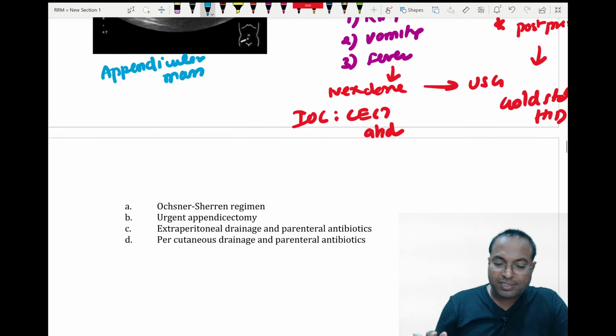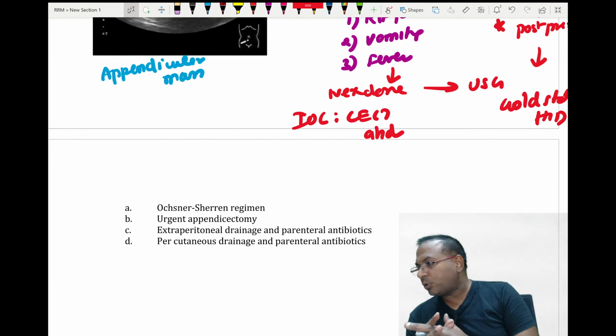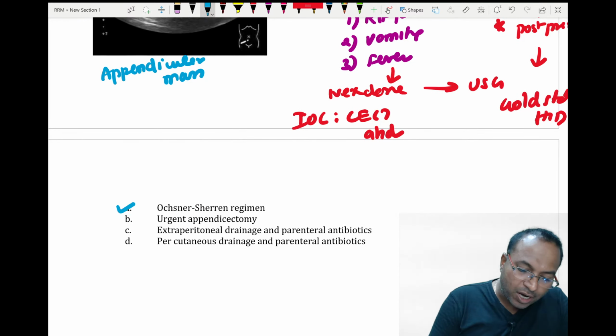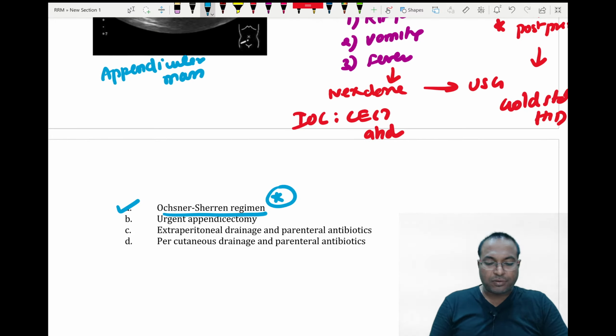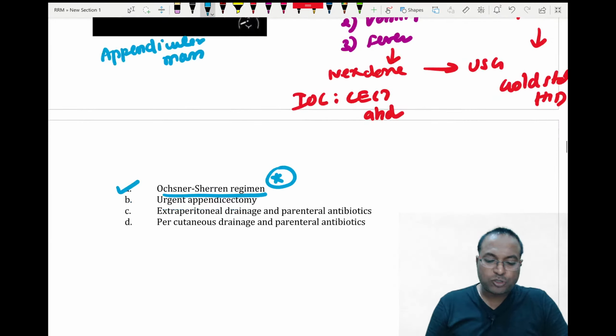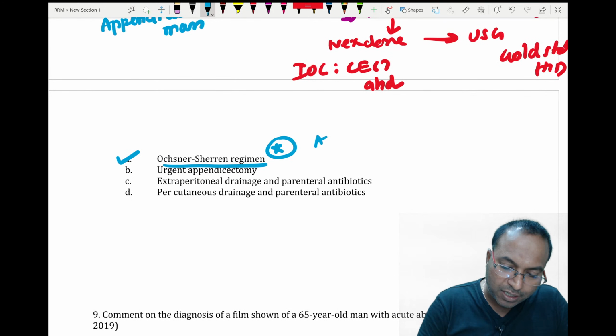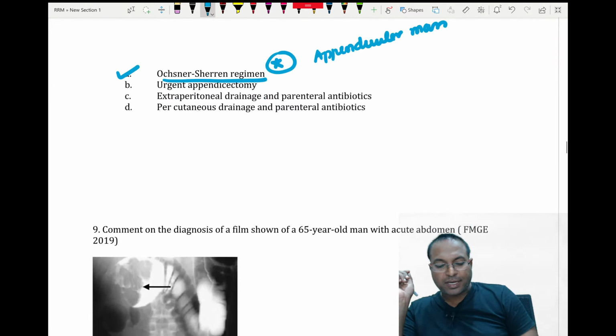So what is the treatment? This is my 8th question. The answer is Aschner-Sharon regimen. The patient should be treated with it. Appendicular mass is treated by Aschner-Sharon regimen.